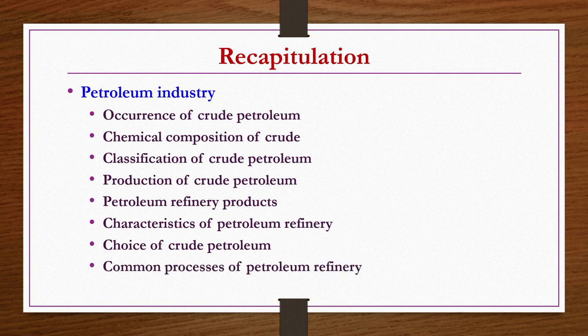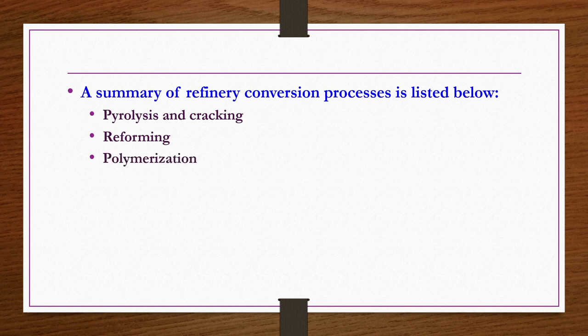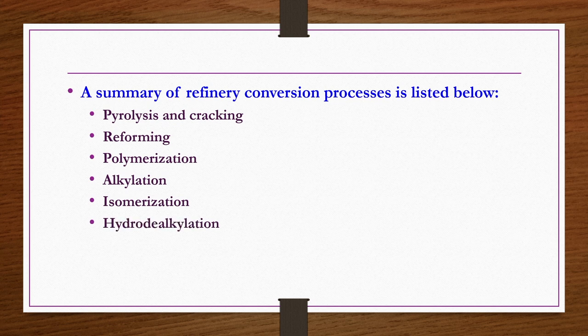Finally, we discussed common processes of a petroleum refinery, which are listed below here. They include pyrolysis and cracking, reforming, polymerization, alkylation, isomerization, hydro dealkylation, hydrogenation, and impurities removal.